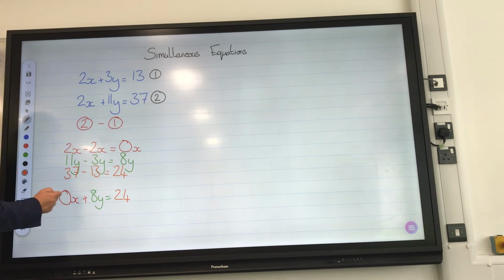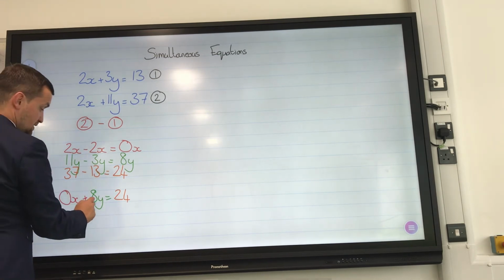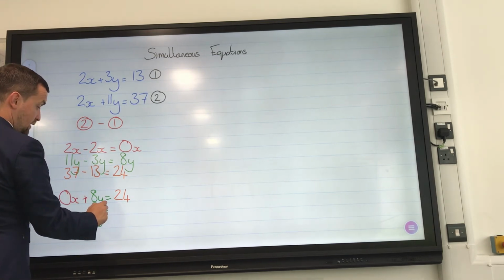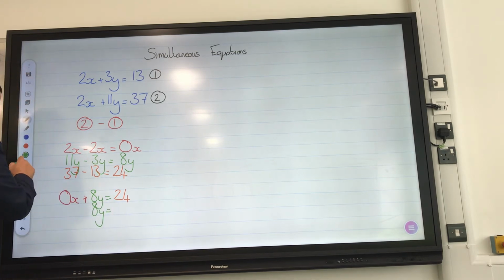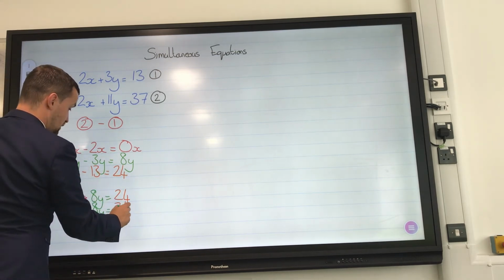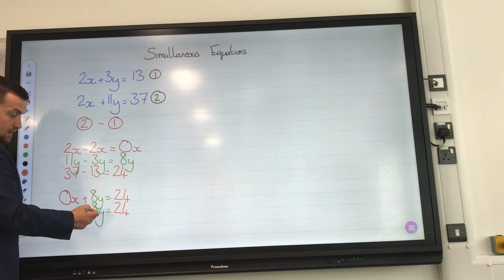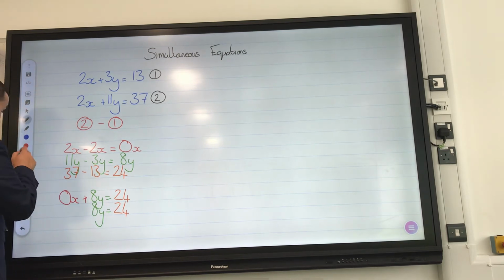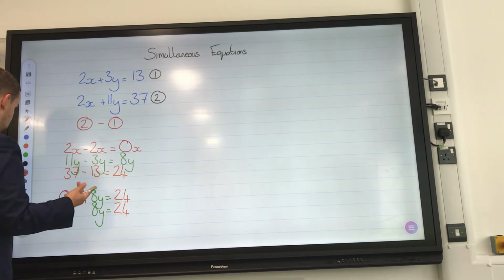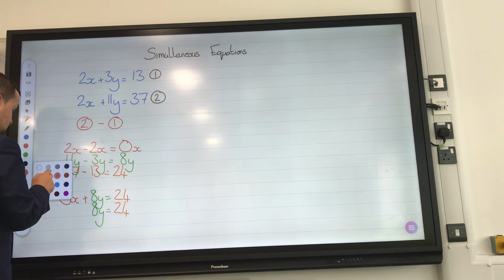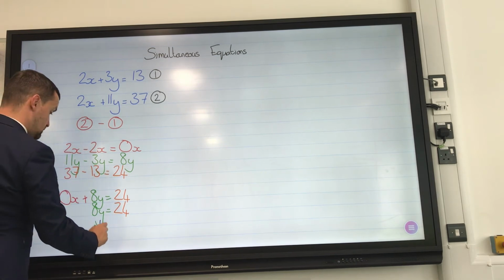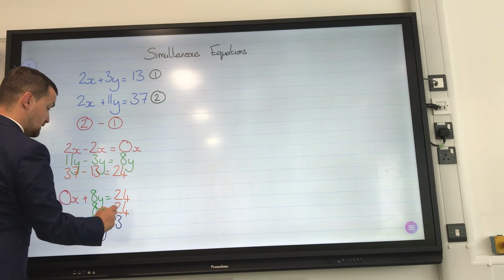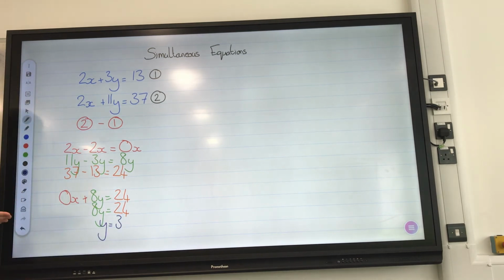Now I'm going to get rid of that 0x because it's useless. It does nothing to help us, it just confuses us. So we've got 8y equals 24. So 8 times something is 24. If you work out the 8 times table, 8, 16, 24. It's 3, so y equals 3. So we've worked out half the question. We've got a couple of marks on our GCSE paper. That isn't the end though.